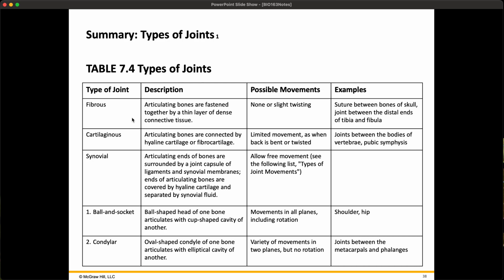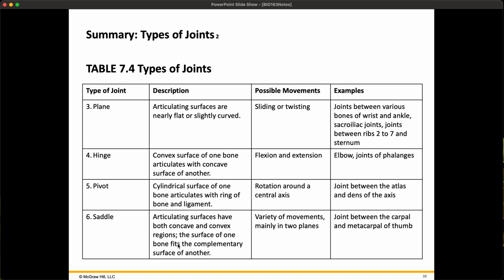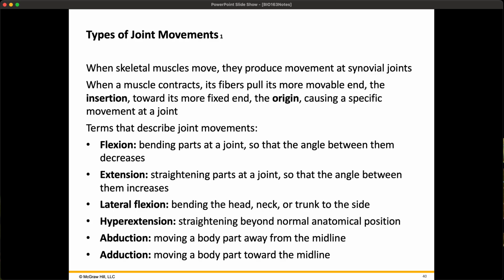This slide goes through the different types of joints, as well as the specific synovial joints, with a description of the shape, the possible movements, and examples in the body. So I highly encourage you to go through this, be familiar and comfortable with all of these different joints, their examples, that kind of stuff. Okay, and then these last couple of pages are just on joint movements.